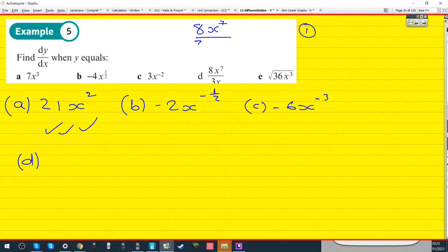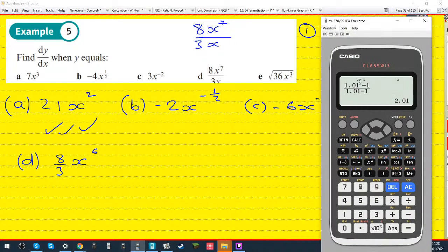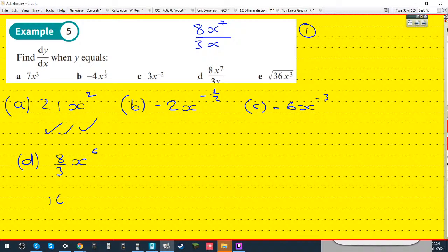So would you do 8 divided by 3 as well? Yeah, I'd do the x's first. So it'd be 6 x to the power of 6. And then can you do 8 divided by 3? Yeah. You can do 8 over 3. It's reoccurring. And so power times coefficient. So it'd be 6 multiplied by that. So it'd be 16x to the power of 5. Well done.